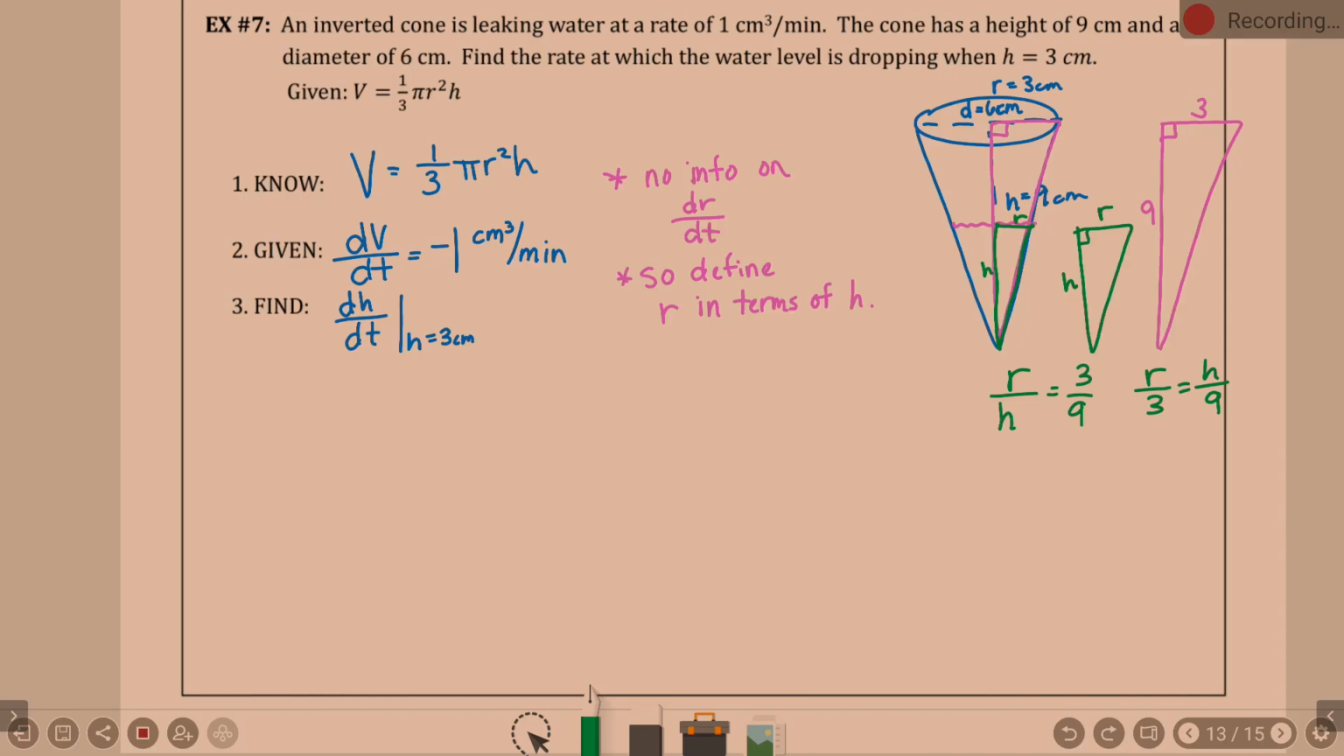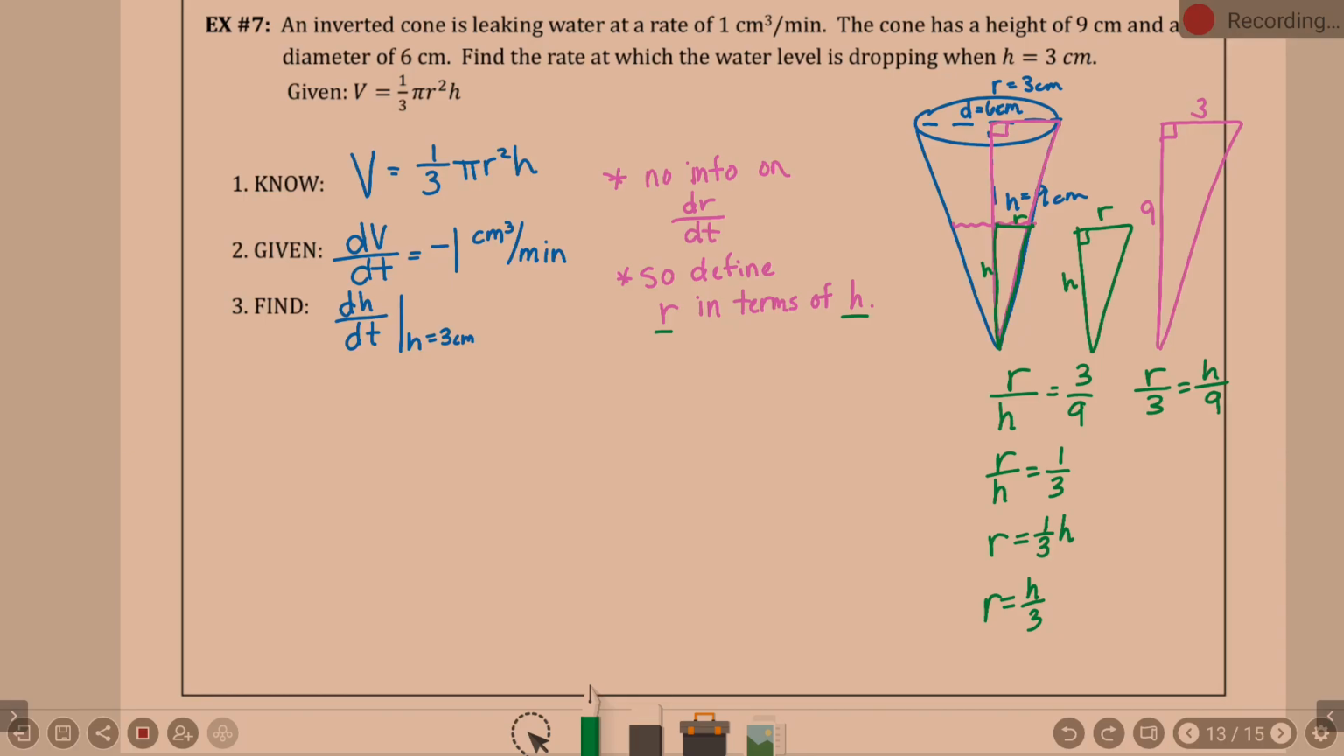So here you could say that 3/9 reduces. We could say R over H equals 1 over 3. You could cross product it, or how do we solve for R? Because we want to define R in terms of H. R is going to be equal to what? 1/3 H. If it's R divided by H, we can multiply the H over. You can say R is 1/3 H, or if you prefer, R is H over 3. 1/3 H works for me.